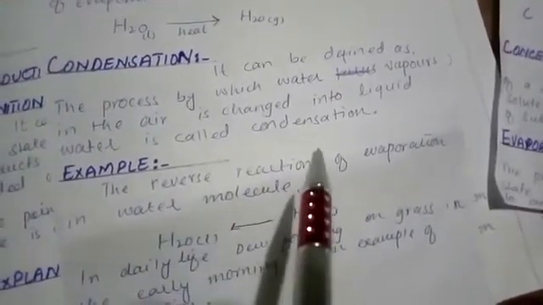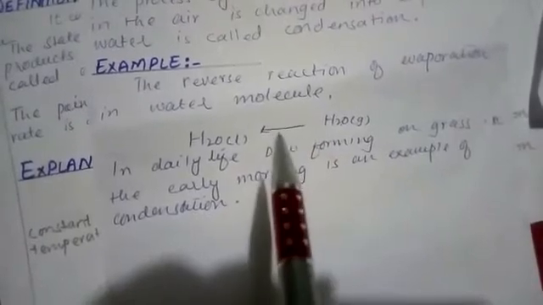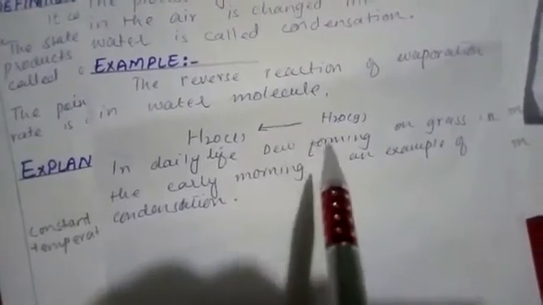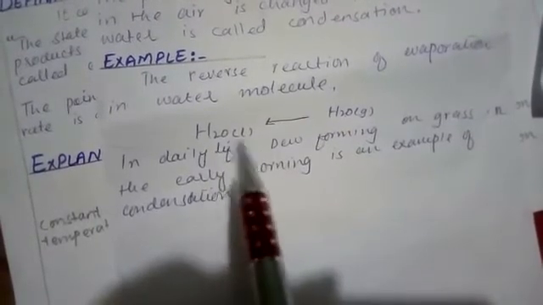Now look at the condensation. The process by which water vapors in the air is changed into liquid water is called condensation. Now look at this reaction. This is the backward reaction of evaporation, and when these vapors become condensed, they will convert into liquid water. In our daily life, the dew drops which are formed on the grasses in the morning are a common example of condensation.